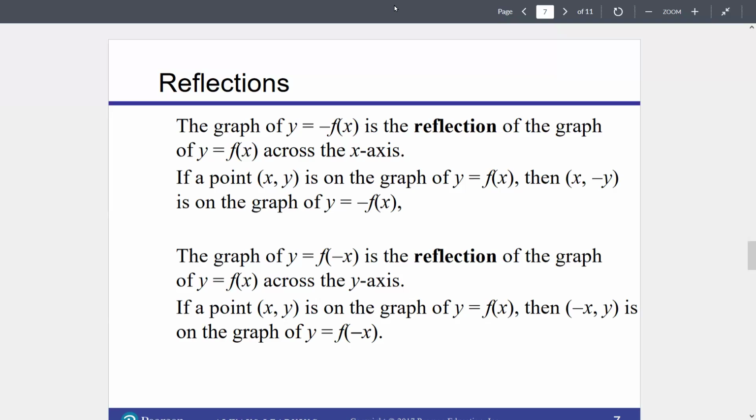All right, so for the next part, now if we have the graph y equals f(-x), this is going to be a reflection of f(x), but now across the y-axis. We'll show you why in a second. If a point (x, y) is on the graph of f(x), then (-x, y) is on the graph of y equals f(-x). In this case, where the first one was changing all your y coordinates' signs, this one's going to change all your x coordinates from positive to negative or negative to positive.